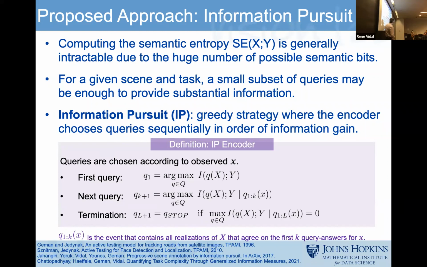And when do I stop? I stop when the mutual information between any query and y, given the queries that I've seen thus far, is 0. Do you do this separately for every y? Because in the beginning, you don't know what the y is. It's a random variable. So this is just computing the mutual information on the joint distribution of X and Y.